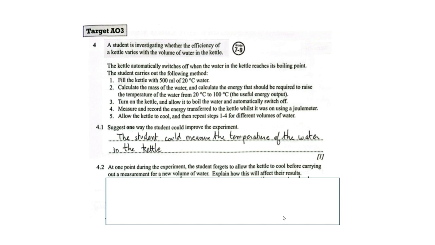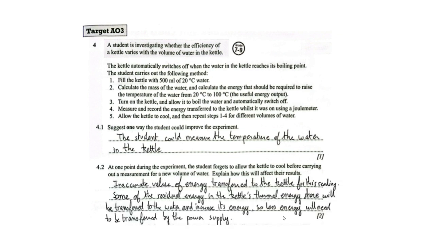At one point during the experiment, the student forgets to allow the kettle to cool before carrying out a measurement for a new volume of water. Explain how this will affect their results. So there can be an inaccurate value of energy transferred to the kettle for this reading because some of the residual energy in the kettle thermal energy store will be transferred to the water and increase its energy. So less energy will need to be transferred by the power supply. Okay? If your water is already hot, less energy will need to be provided to the water to heat it up to 100 degrees Celsius.